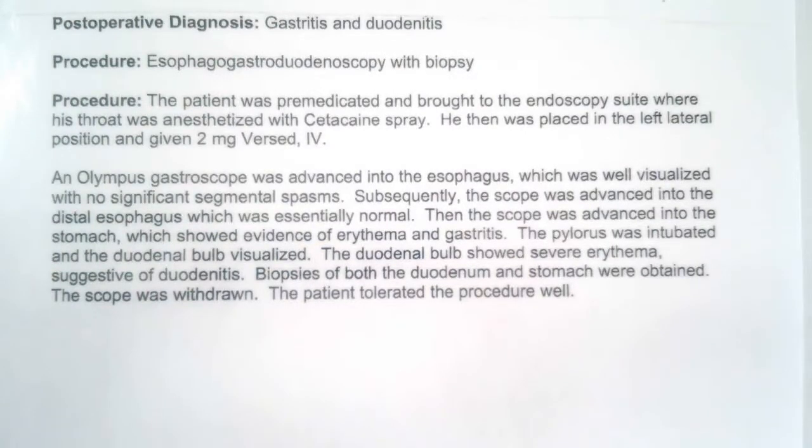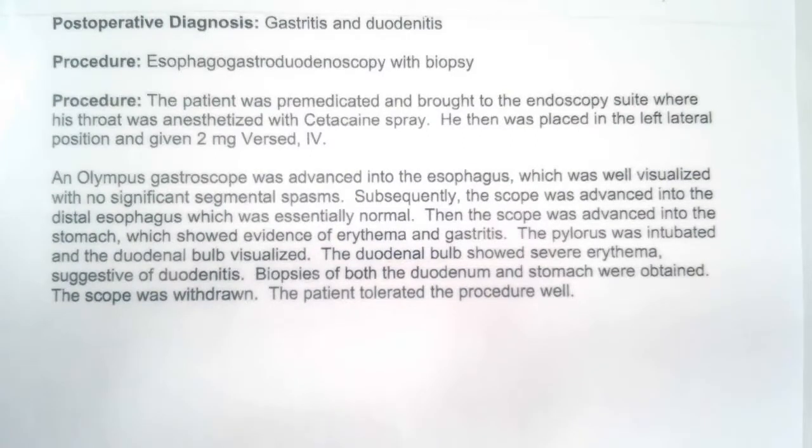So let's take a look at our report. As per usual, the patient is medicated, taken to the OR, and they go through the normal anesthetic process, all right? So after that, an Olympus gastroscope was inserted into the esophagus, which was well visualized with no significant segmental spasms. Subsequently, the scope was advanced into the distal esophagus, which was essentially normal. So he's just looking around, guys.